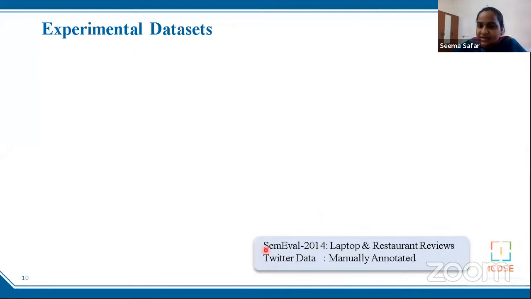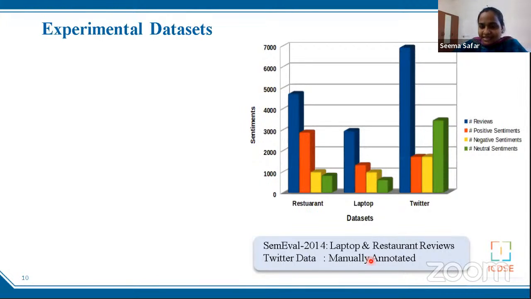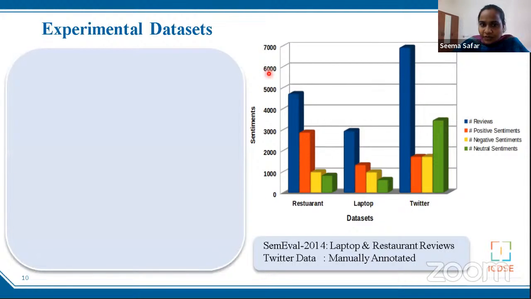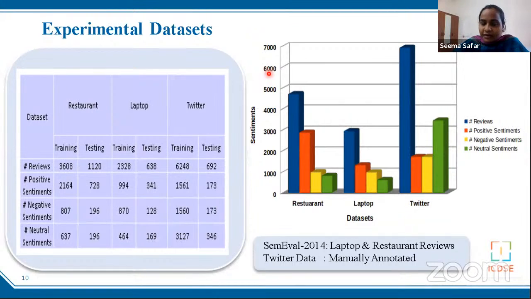The experimental data sets that we are considering here are the standard SemEval 2014 laptop and restaurant review data sets, and the Twitter data set, which was manually annotated. Moving on to the statistics of the data set, as you can see here, this shows the restaurant reviews, the laptop reviews and the Twitter data reviews, and these are the sentiments. We have divided our data into training and test data in a ratio of 80:20, and these are the ratios in which we have divided our reviews based on the sentiments.